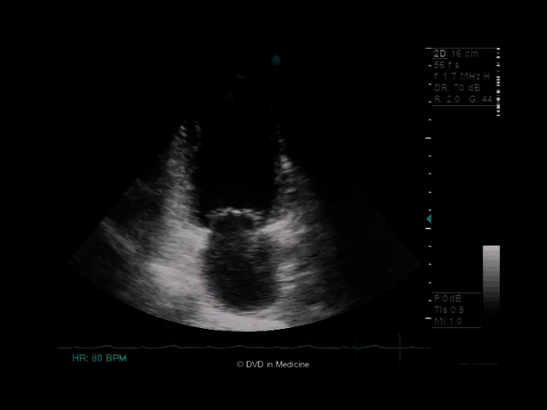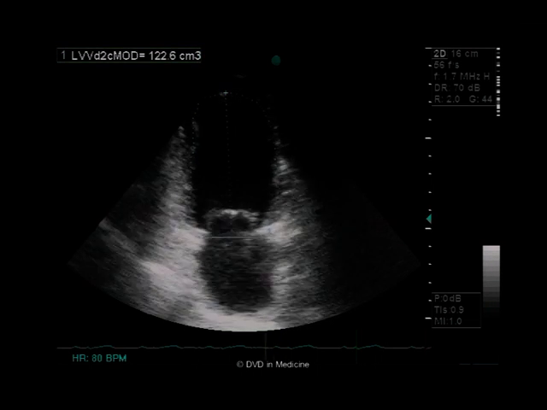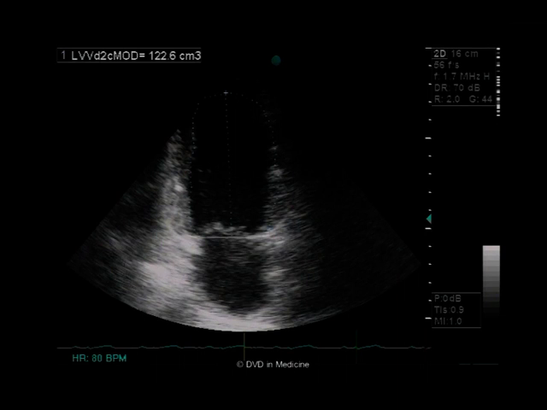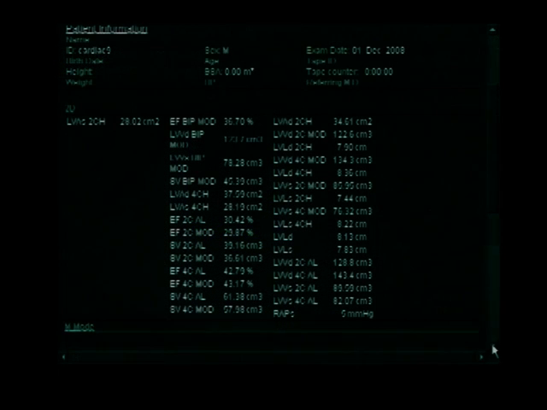The apical two-chamber view. Manual tracing of endocardial borders in diastole. The long axis view of the left ventricle in diastole. Manual tracing of endocardial borders in systole. The long axis view of the left ventricle in systole. The calculated left ventricular ejection fraction is 36.7%.